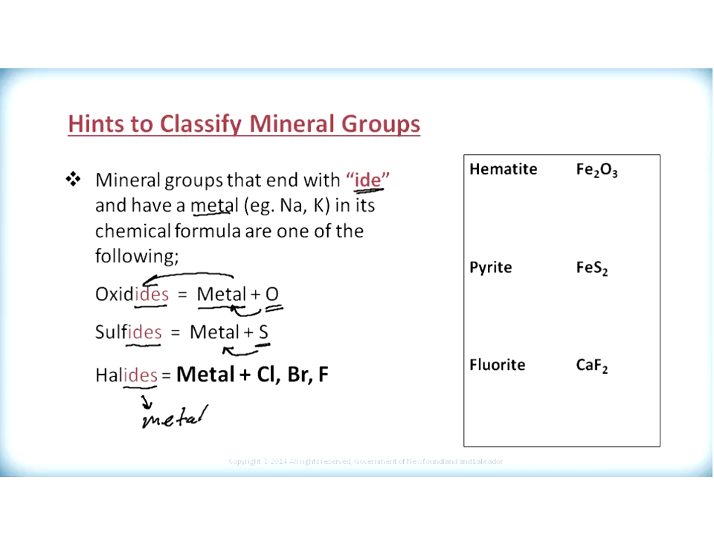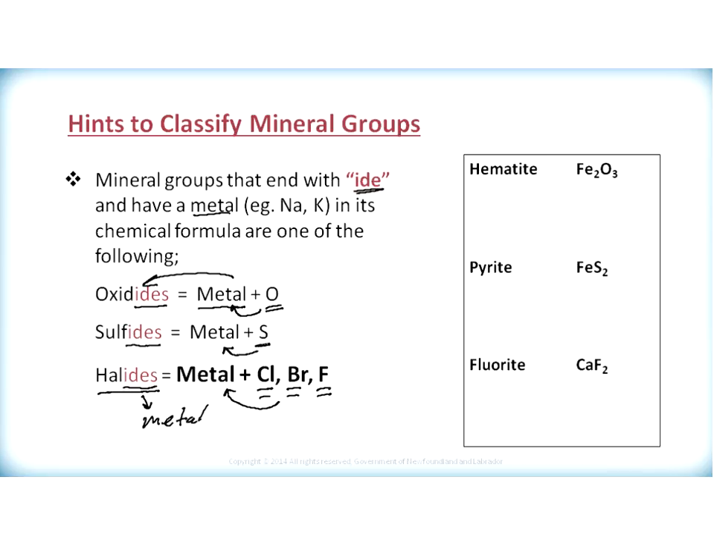So on the periodic table, your halogen mineral group would contain chlorine, bromine, fluorine, which are the three common elements found in minerals. If we see chlorine, bromine, or fluorine in the chemical formula, and in front of this element is a metal, then we know that the mineral belongs to the halide mineral group. Let's look at some examples.